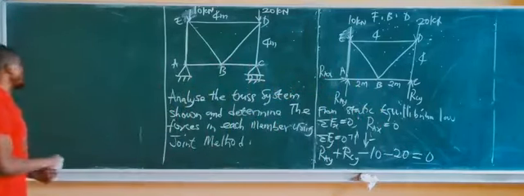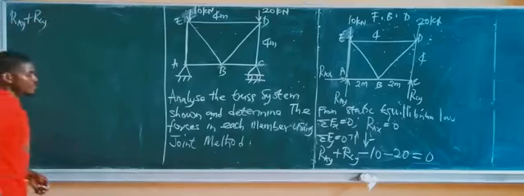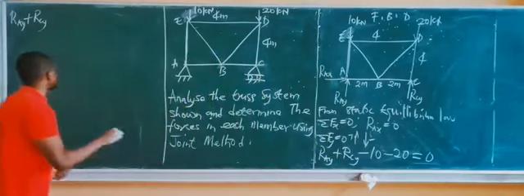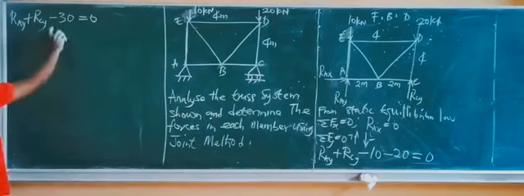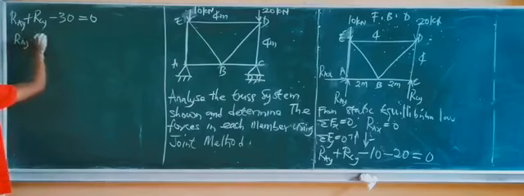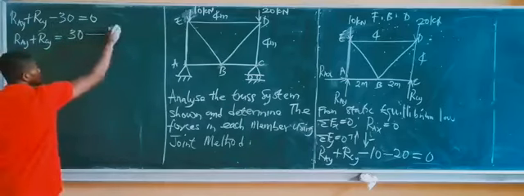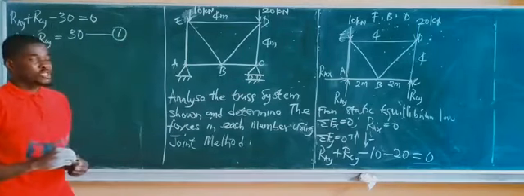Okay, so RAY plus RCY minus 10 minus 20 gives us minus 30. Minus 30 equals 0. So moving the minus 30 over the equation, we have RAY plus RCY equal to 30. Call this equation 1.